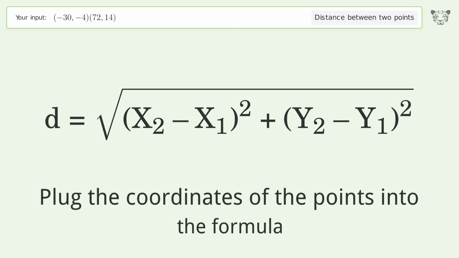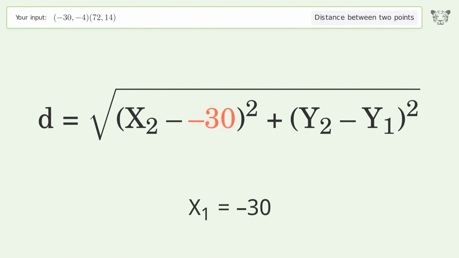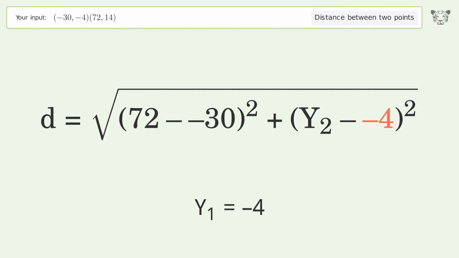Plug the coordinates of the points into the formula. x1 equals -30. x2 equals 72. y1 equals -4. y2 equals 14.